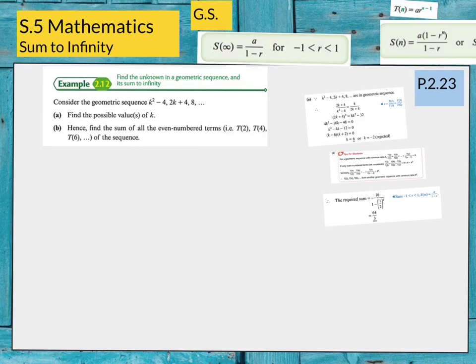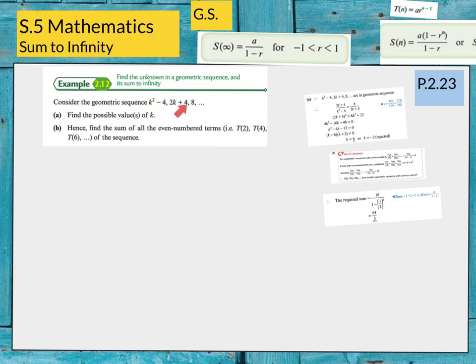Okay, so let's continue. This time we are doing similar things as before, but it is more troublesome. First, for part A, we want to find the sum to infinity of the question. But in part A, we are going to solve for the values of k.